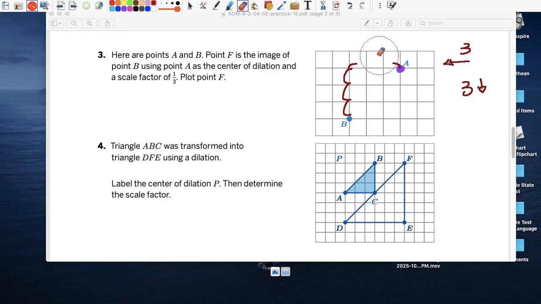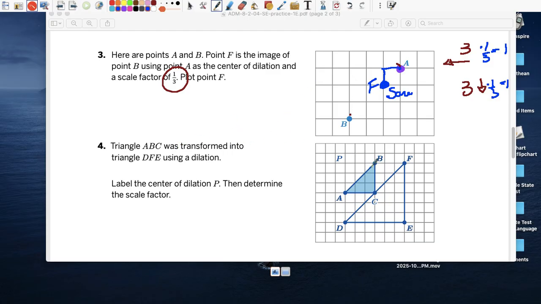Now, I want to cut that distance, right? So the scale factor is 1/3. So all we have to do is take that and multiply that by 1/3. If I multiply 3 times 1/3, I get 1. If I multiply that 3 again times 1/3, I get 1. So when I ask Sarah to go 1/3, she's going to go 1 that way and 1 that way. So where's Sarah going to stand? She's going to stand right here. So that, in this question, would be point F. Right?